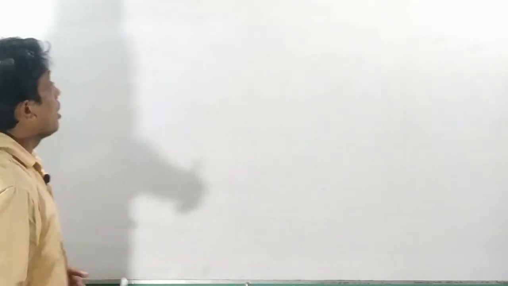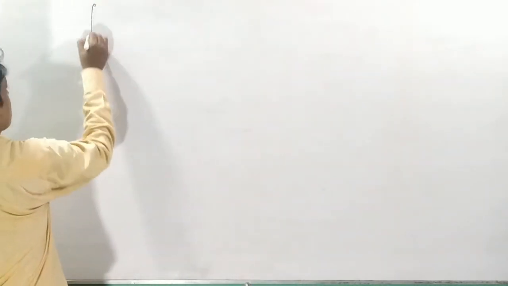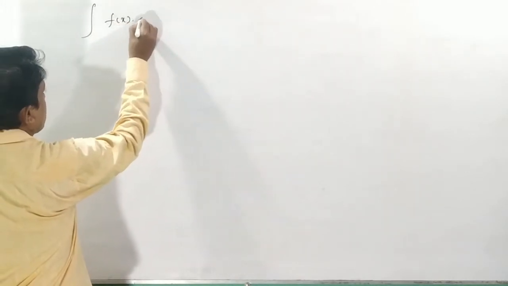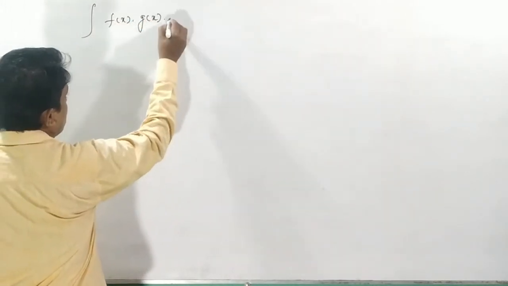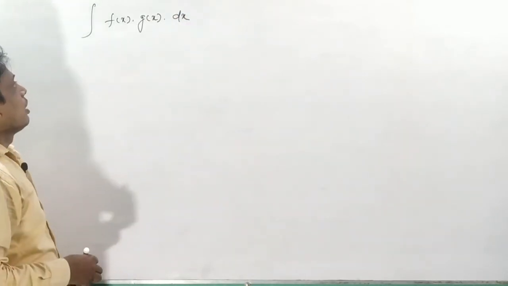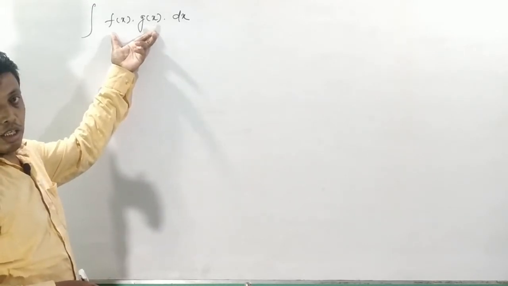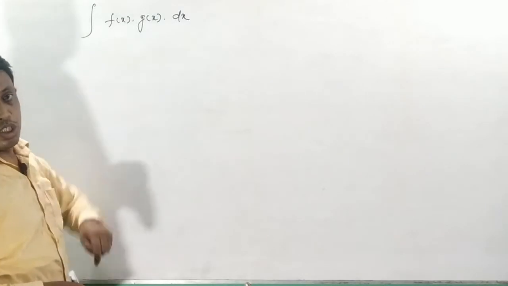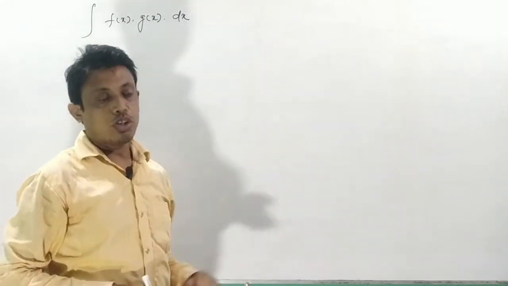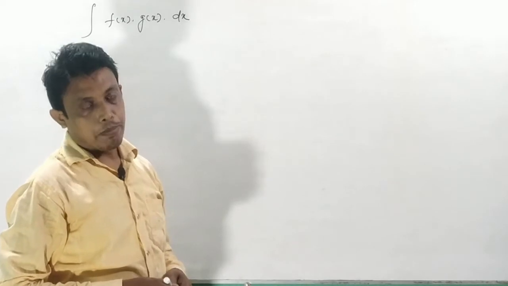Today we are going to discuss integration by parts. So what do you mean by integration by parts? Integration by parts means we have to find the integration of a product of two functions, that is, the integral of f(x) into g(x) into dx. If there is a product of two functions, how can we integrate this? The method in which we integrate a product of two functions is known as integration by parts.